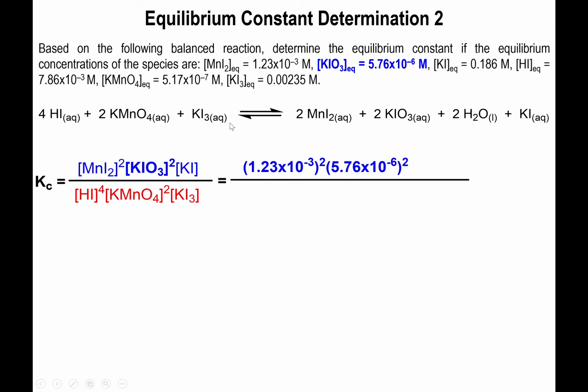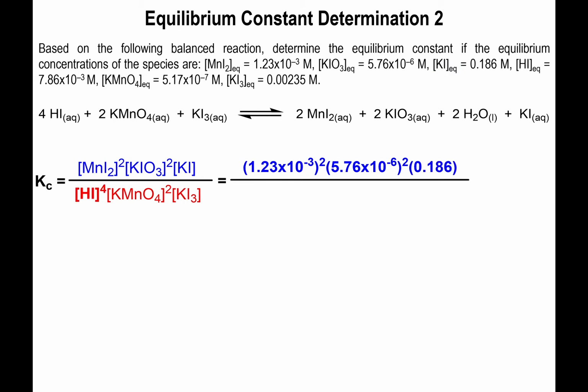And finally, we're going to multiply this by the concentration of KI, which is shown right here. That's raised to the first power. So we input that information. And now we're going to divide by the concentration of HI to the fourth power, which is 7.86 times 10 to the negative 3 raised to the fourth power. We multiply this by the concentration of potassium permanganate raised to the second power, which is 5.617 times 10 to the negative 7. And we multiply this by the concentration of KI3, which is 0.00235.